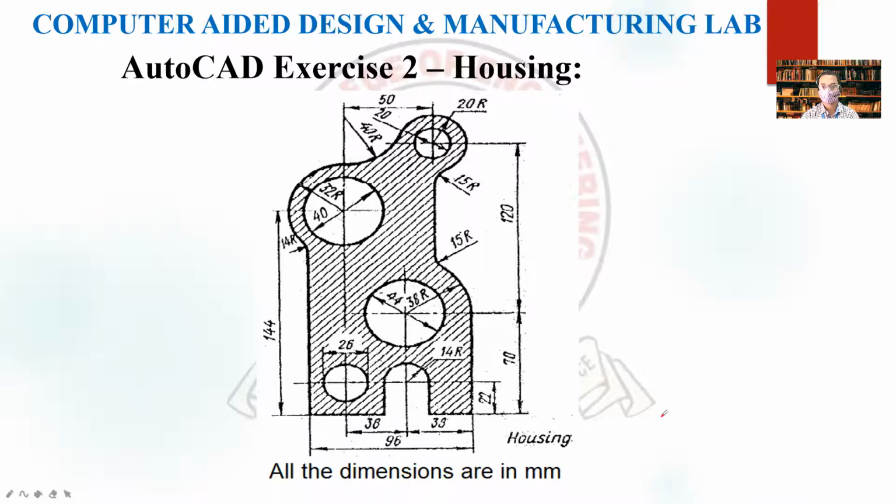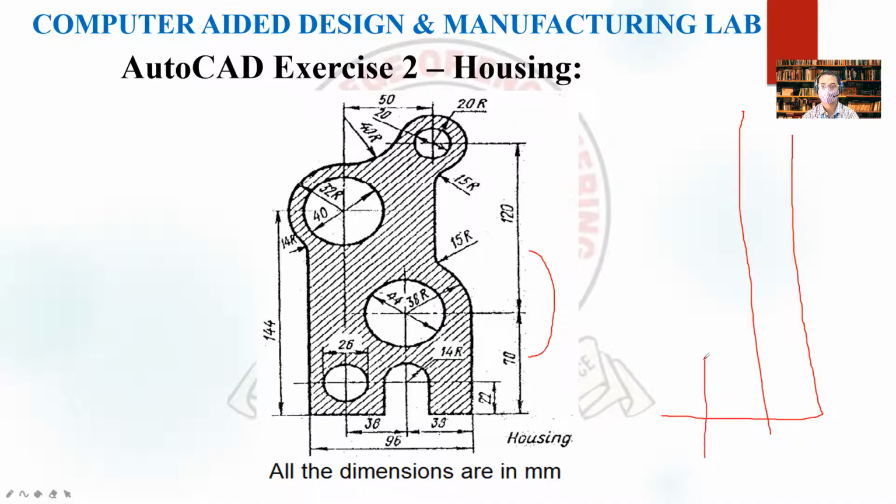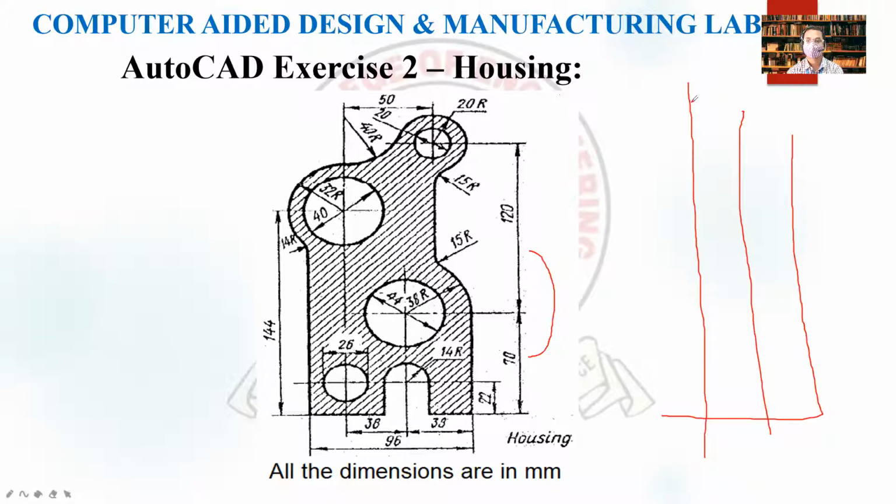First I'll draw the bottom line; the total is 70 plus 120, so it becomes 190. I will be drawing a line of 190 here. I'll use a command called offset at a distance of 38, and from this line again one more offset of 38. With respect to this line I will draw one more offset of 50.